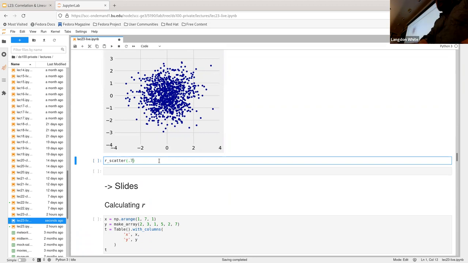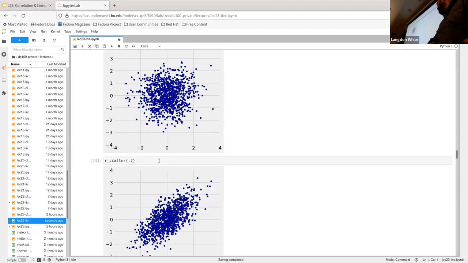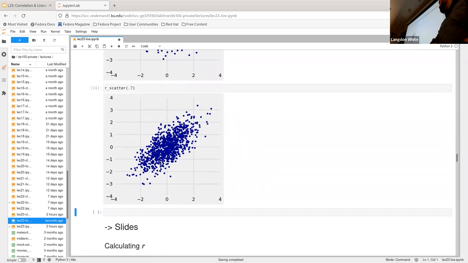All righty, 0.7. So what should it look like? Right, so kind of a messy up and to the right. And that's what we get. Like I said, it's just random data. If you were to do the same thing, you might get a slightly different graph, but it would look basically the same.